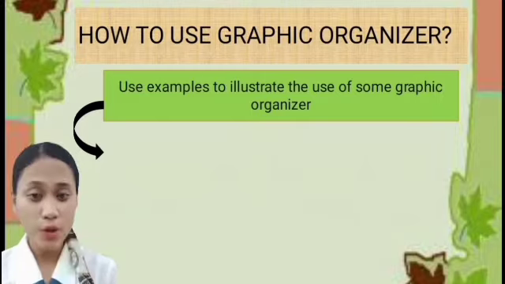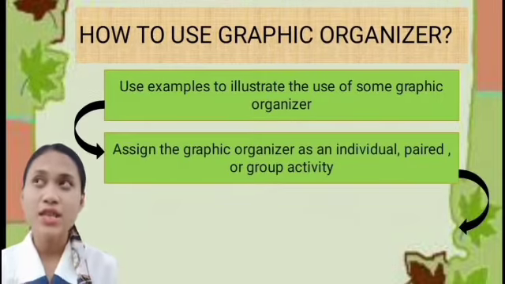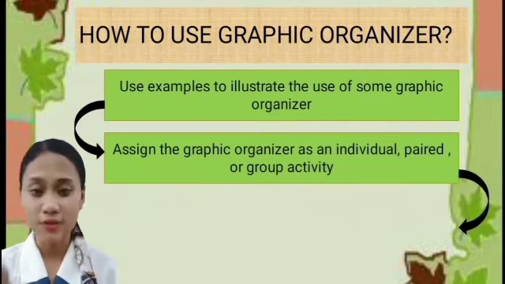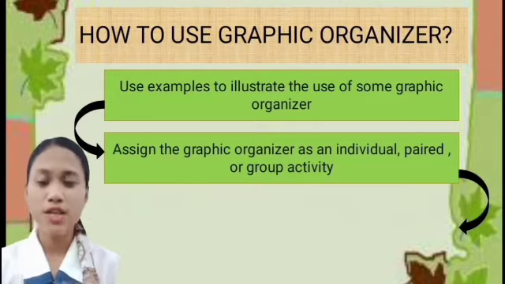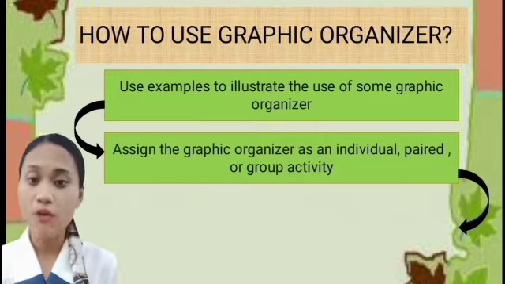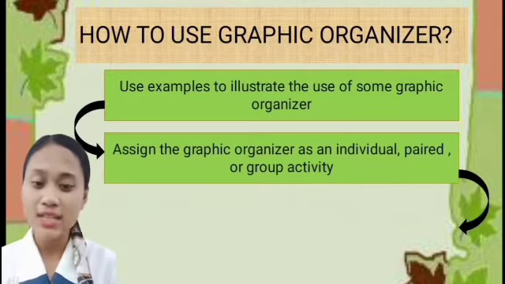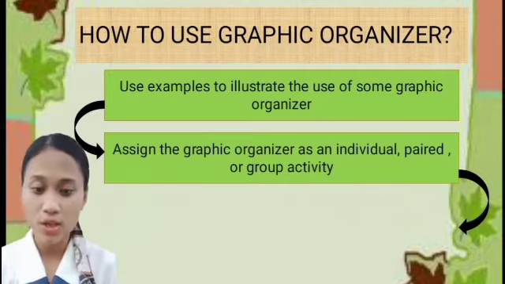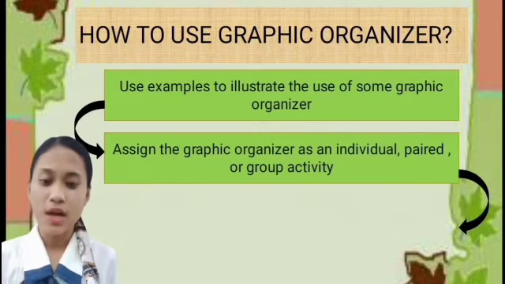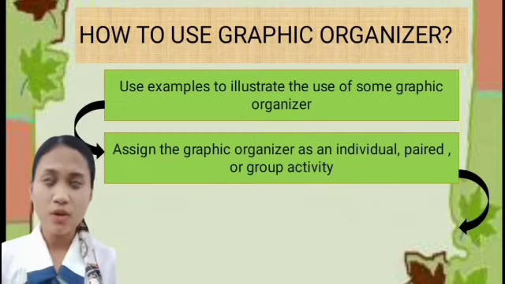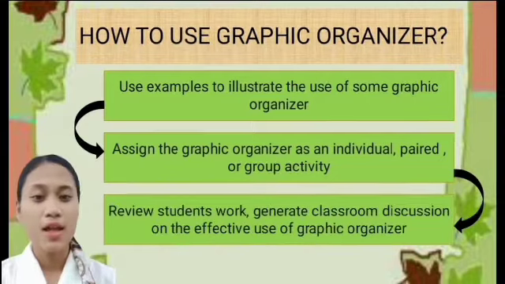Fifth, another way to use a graphic organizer is to assign it as an individual, paired, or group activity. For expounding and giving clear meaning to ideas, teachers usually give activities with the use of graphic organizers through group, individual, or paired work. And the teacher must assign them so they fully understand how to use the graphic organizer.